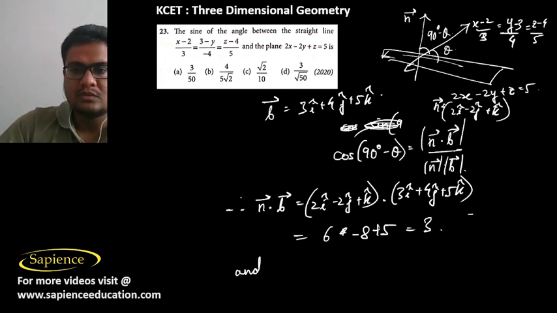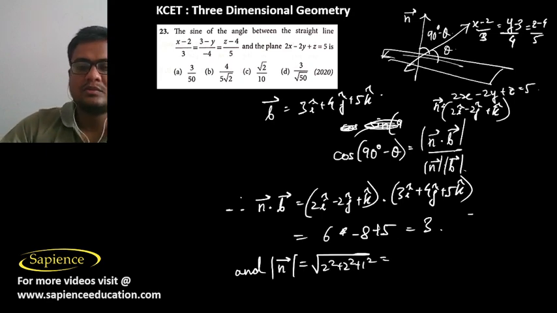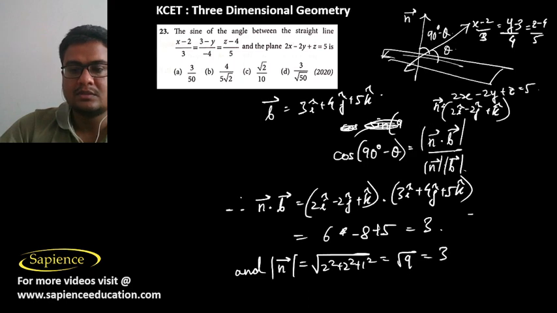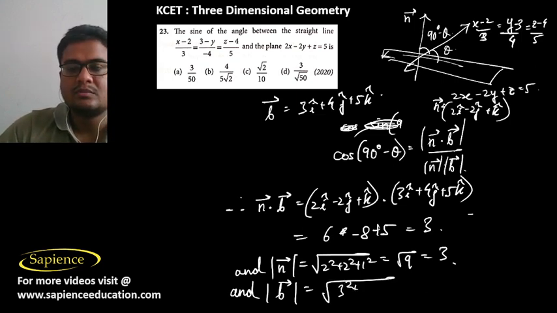And magnitude of n vector is equal to square root of 2 square plus 2 square plus 1 square, that is 4 plus 4 plus 1, that is root over 9, that is 3. And magnitude of b vector will be equal to square root of 3 square plus 4 square plus 5 square. So this is 9 plus 16, that is 25, plus 25, that is root over 50, 5 root 2.